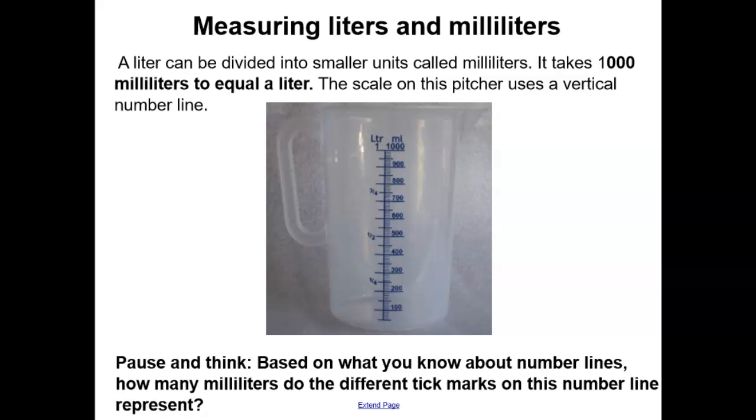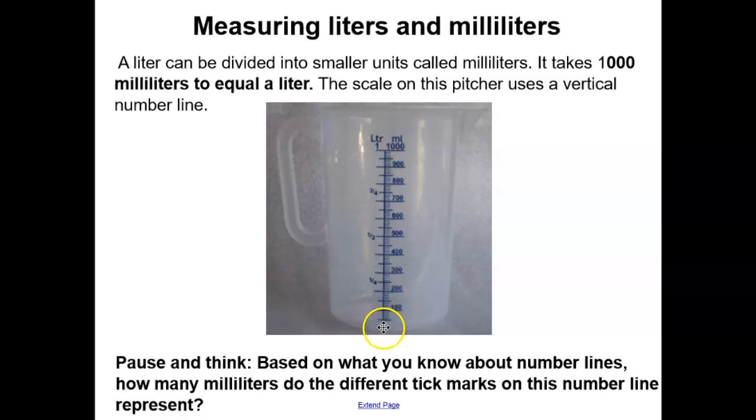Just like we talked about yesterday, there are ways to measure liters and milliliters. We know that 1,000 milliliters is equal to a liter. The scale on this picture uses a vertical number line, which you've become very familiar with from bar graphs, from elapsed time on a number line, from rounding. You know a lot about this, so you'll be very successful. Let's study this picture. If we filled it to the very top line right here, it would be 1 liter of liquid. It also says 1,000 milliliters, because 1,000 milliliters is equal to 1 liter.